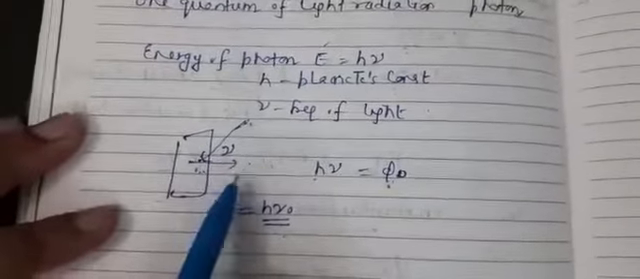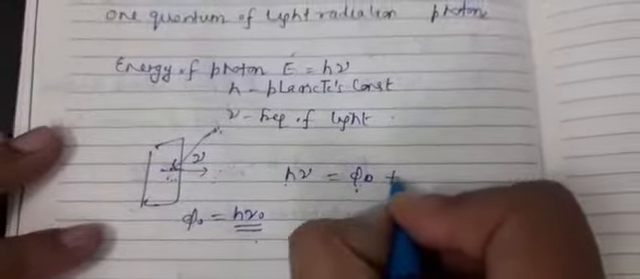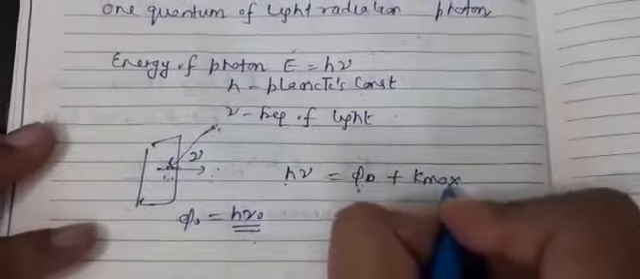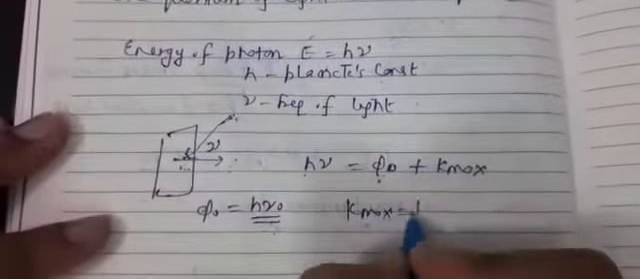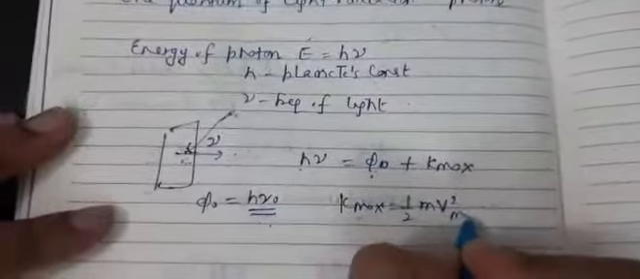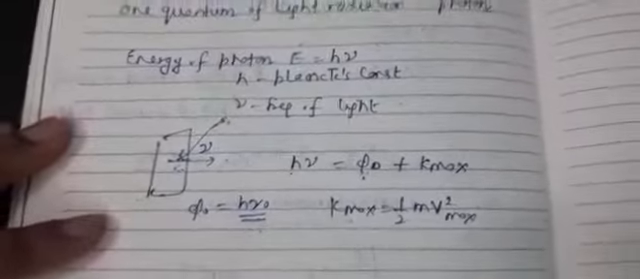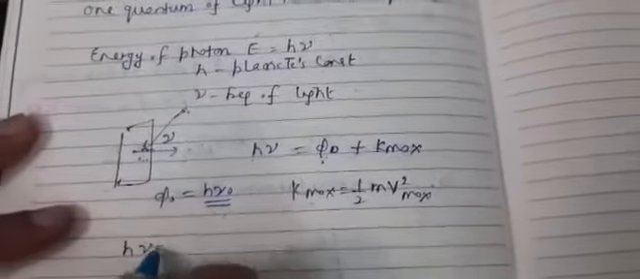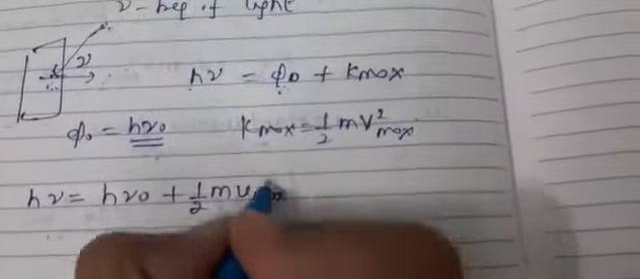And what will be the role of the remaining part of energy? The remaining part of energy will be used in imparting kinetic energy, given by half mv square, where v is the maximum velocity of emitted photoelectrons. So h nu equals phi naught plus half mv square. What is phi naught? It is h nu naught. So h nu equals h nu naught plus half mv square.